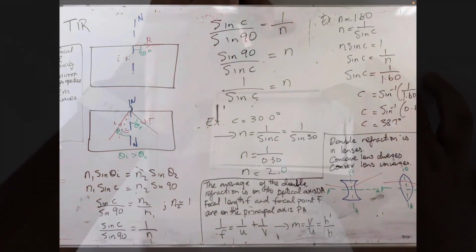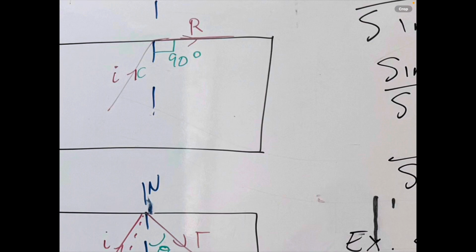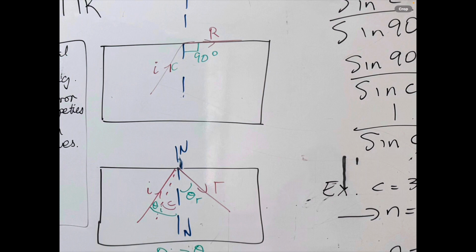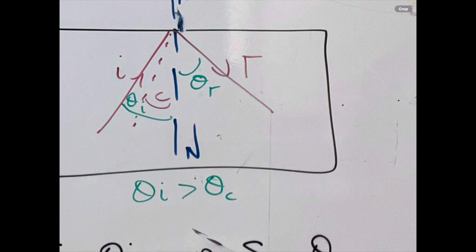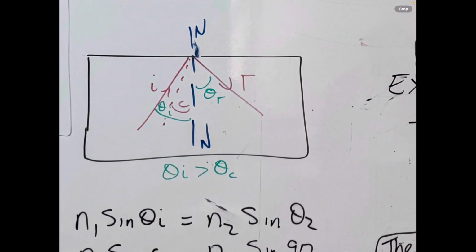Good. Internal reflection. We have an incident ray at the critical angle to the normal, which is refracting at 90 degrees to the normal, which is parallel to the surface between the medium and air. This ray originated inside of the material. Then we have the incident ray at an angle larger than the critical angle, so it reflects at an equal angle to the incident angle.